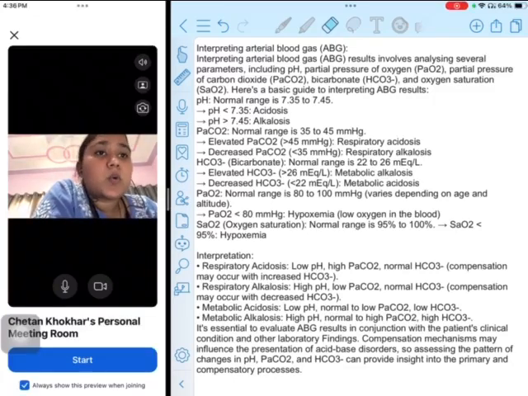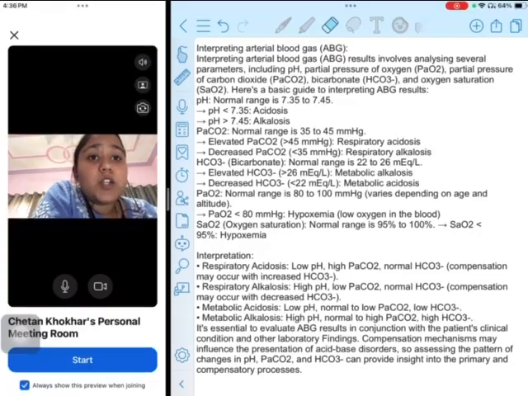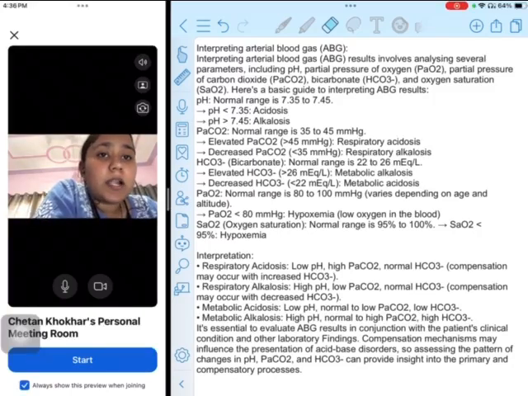Okay, so for example, I gave you an ABG and the pH was 7.12. So you understood that it is acidosis. Then you will move to next value. What will the next value be? PaCO2. You will be checking the value of carbon dioxide. When you will be looking at carbon dioxide, you know that the normal carbon dioxide is 35 to 45 mm of Hg.